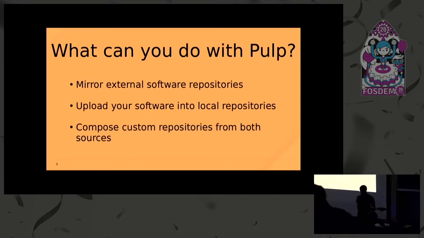So let's begin by talking about what you can do with Pulp. You can use Pulp to mirror repositories that are out in the wild and make them available to your local clients. You can also use it to upload your custom software and make repositories of that. And then you can also combine both sources of software and create custom repositories for whatever workflows you need to have.